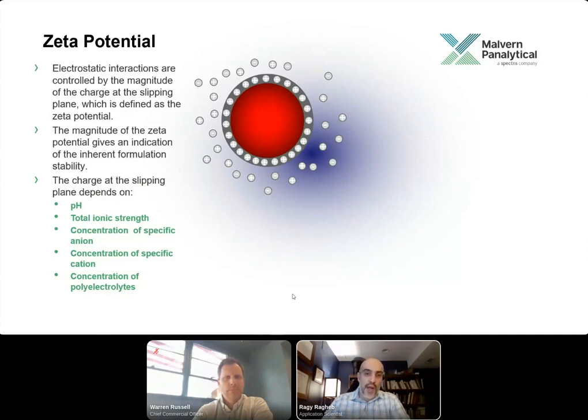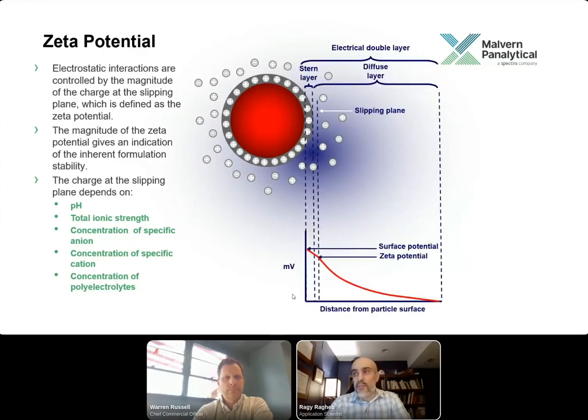And furthermore, when we talk about zeta potential, sometimes there's this little misconception that it's just the charge directly on a particle. Well, it's not so much the charge directly on a particle, but more so the electrostatic interaction between charges in the slipping plane around a particle with the dispersant.